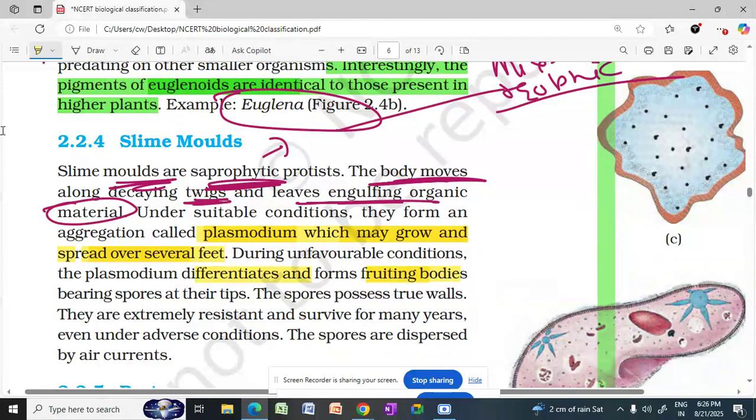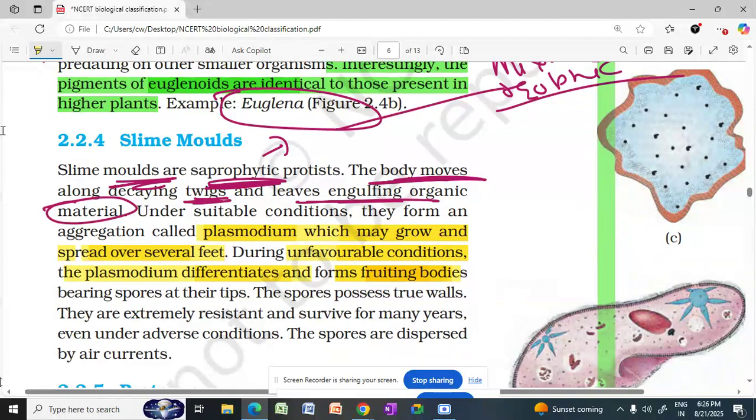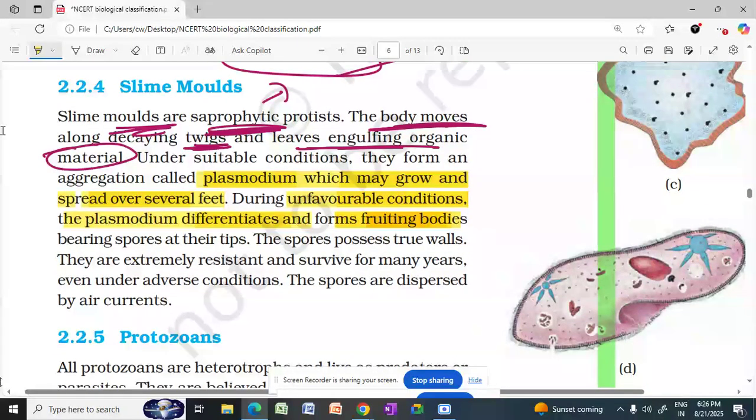Highlight this point, I am also highlighting here: fruiting body. A question can be asked whether fruiting bodies are formed under favorable or unfavorable conditions. The answer will be unfavorable conditions. So fruiting bodies are formed under unfavorable conditions. These fruiting bodies bear structures called spores at their tips.